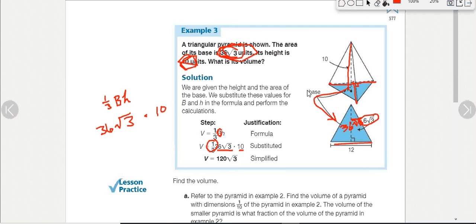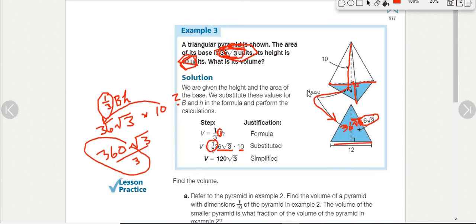Remember how we do these? Sorry if my times signs don't always look like times signs. We just multiply the normal numbers and we leave the radical as it is. So just multiply 36 times 10. What do you get? 360. Okay, and then don't forget, because it's a pyramid, not just a prism, we have to divide all this by 3. We have to multiply by a third.